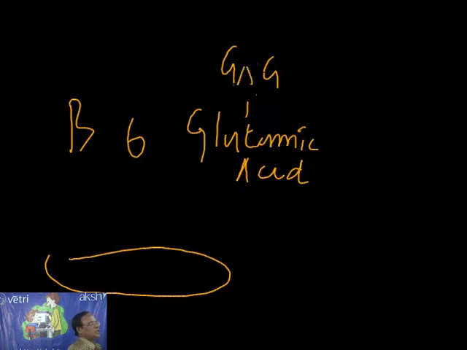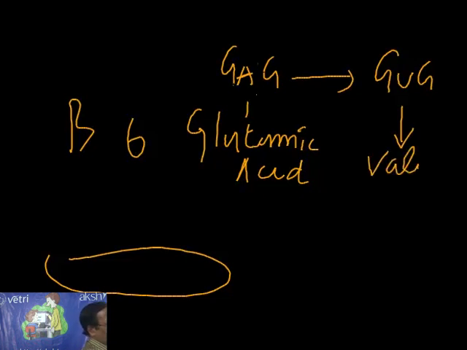GAG is a codon for this amino acid. As a result of single base substitution, what will happen? The A has been substituted by U. What will happen? The amino acid has also been substituted. The glutamic acid has been replaced by valine.